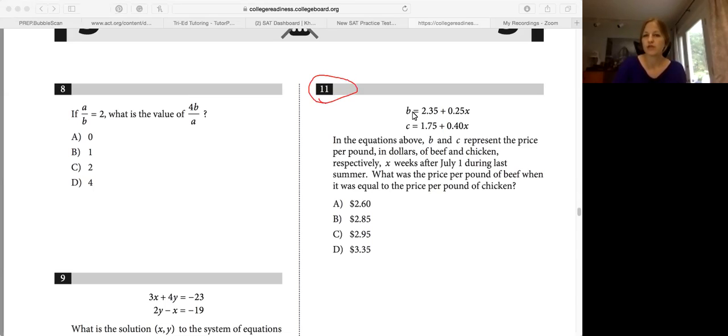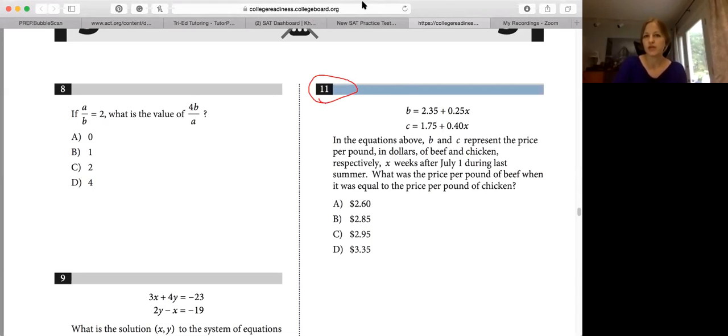So although we have two different variables right now, B and C, let's take a look at those. So right now we have two different variables, right? We have B and we have C. But they're telling us that the price per pound is equal, right? So let's take a look at our whiteboard and see how we would solve this one.